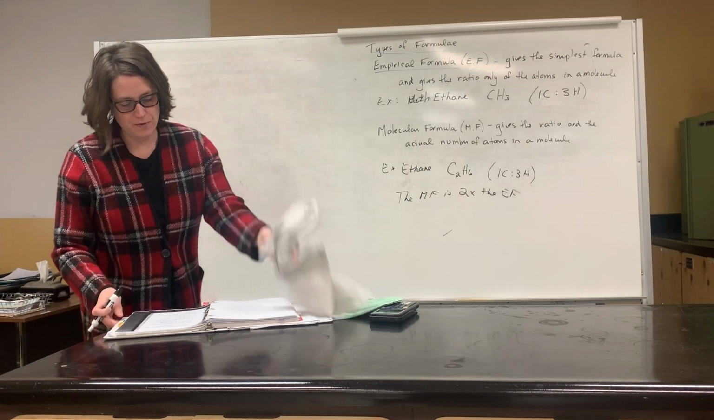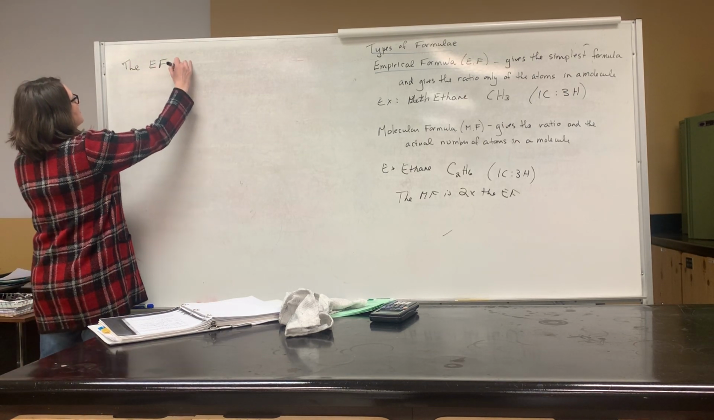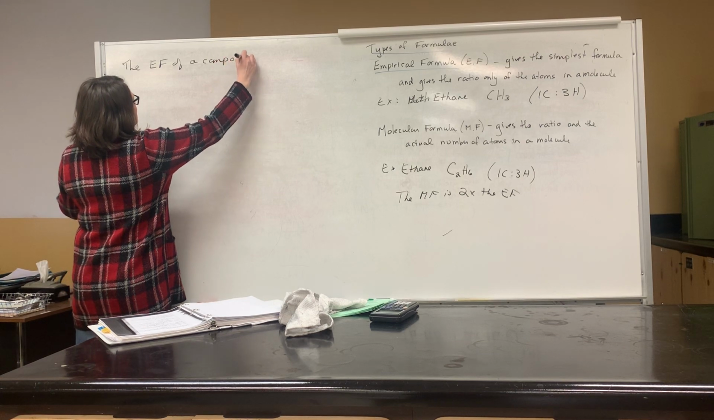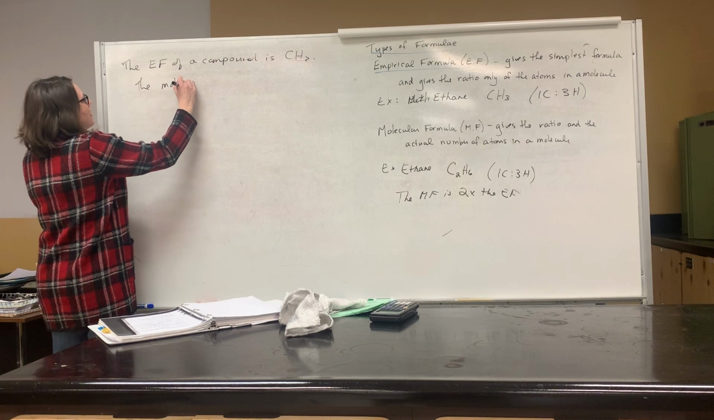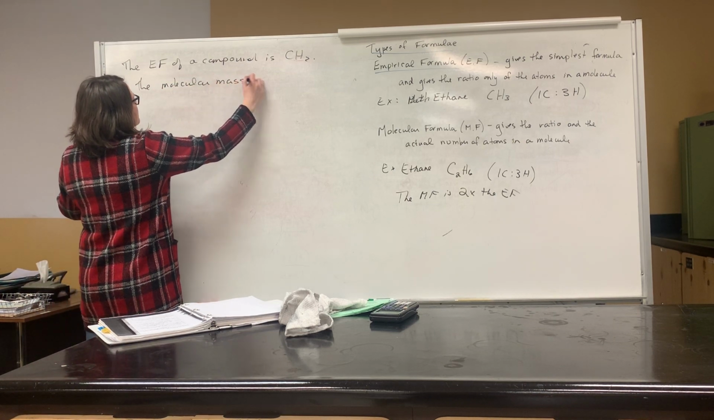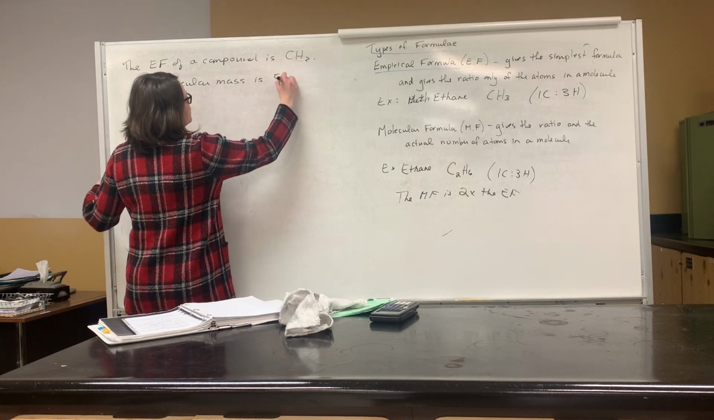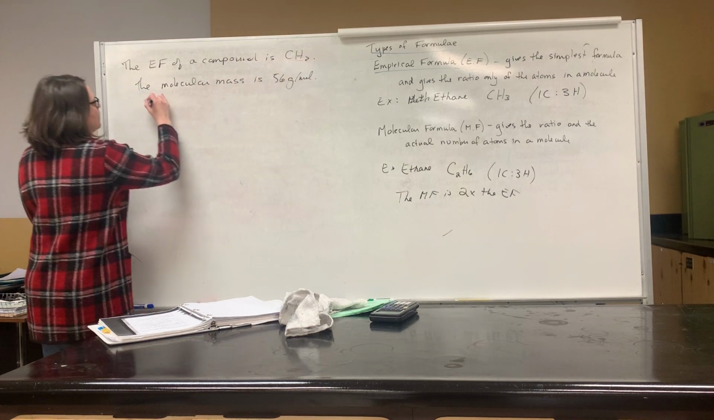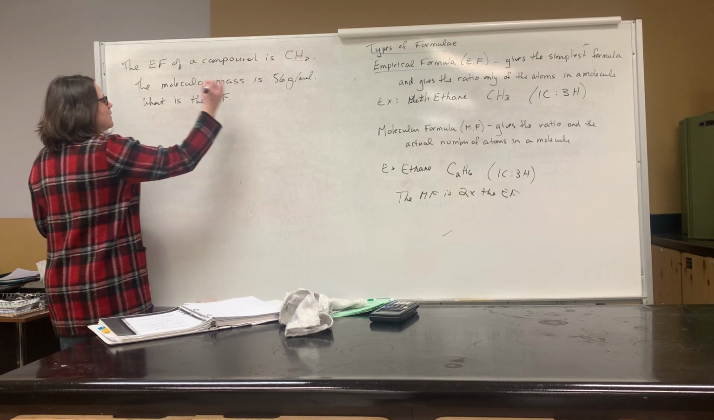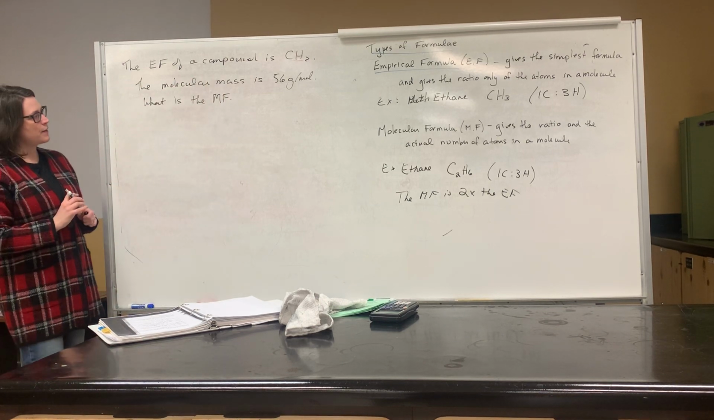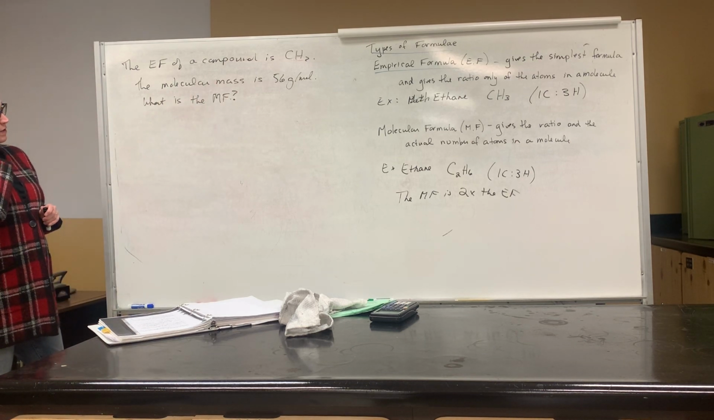Okay, so let's work through an example here. So, the empirical formula of a compound is CH2. The molecular mass is 56 grams per mole. What is the molecular formula? Okay, so we're going to take a look at this here. I need a question mark. So the molecular formula is what we're looking for.